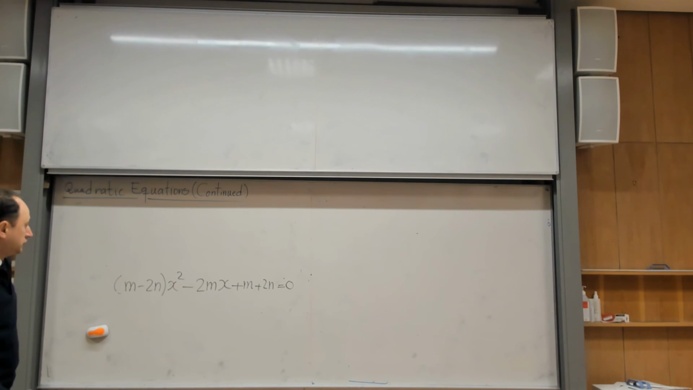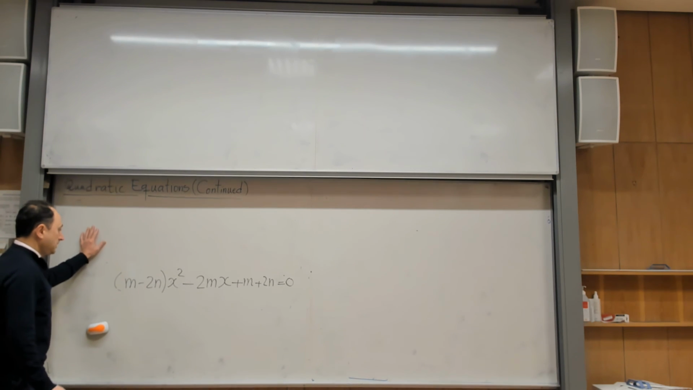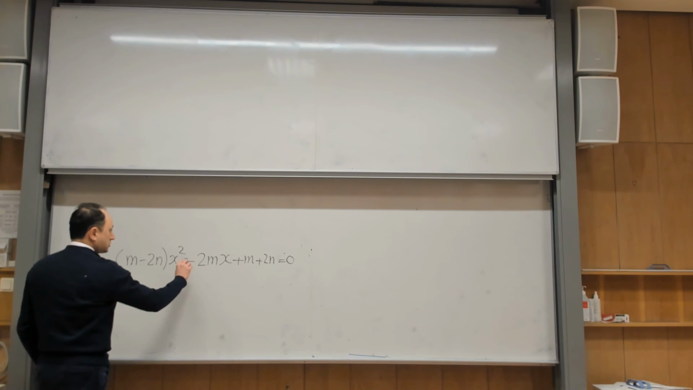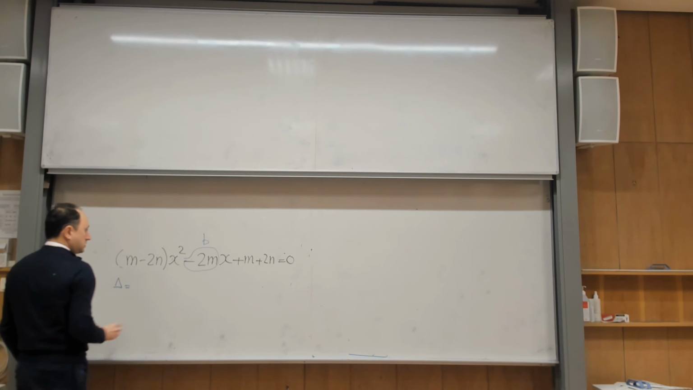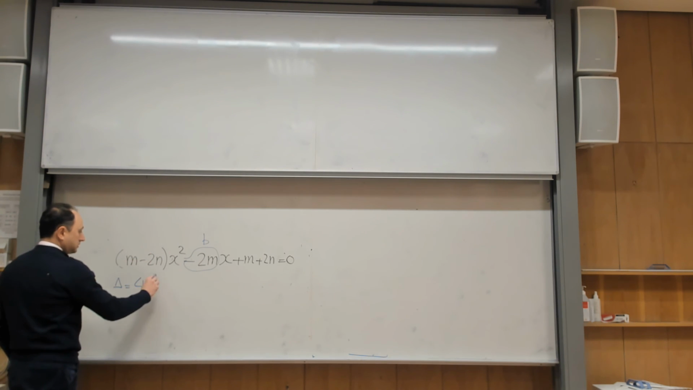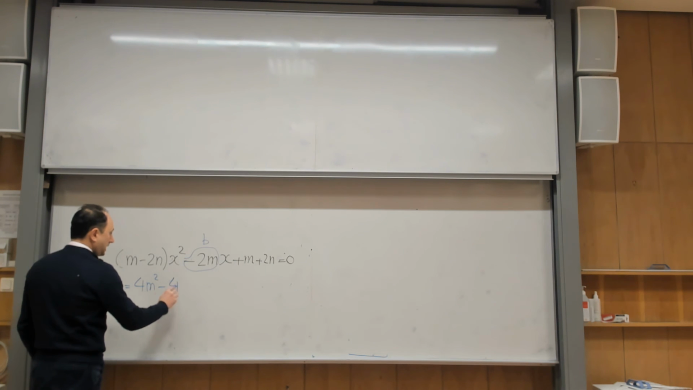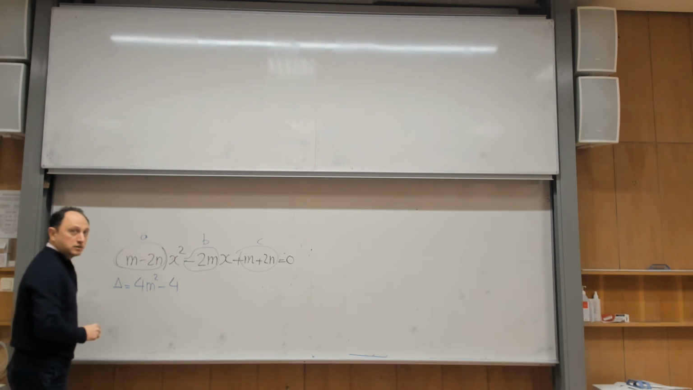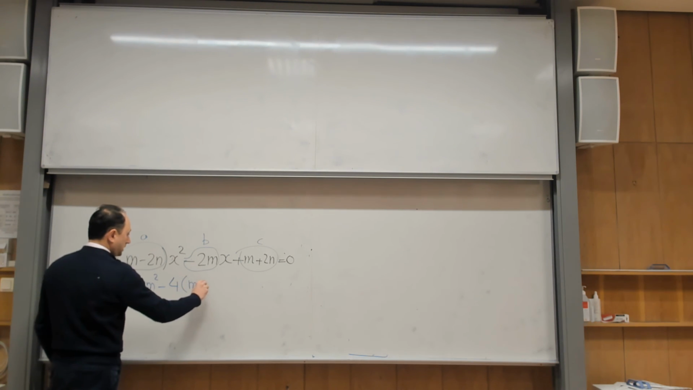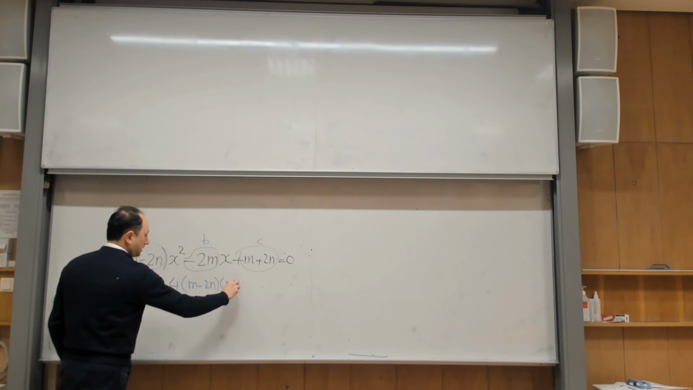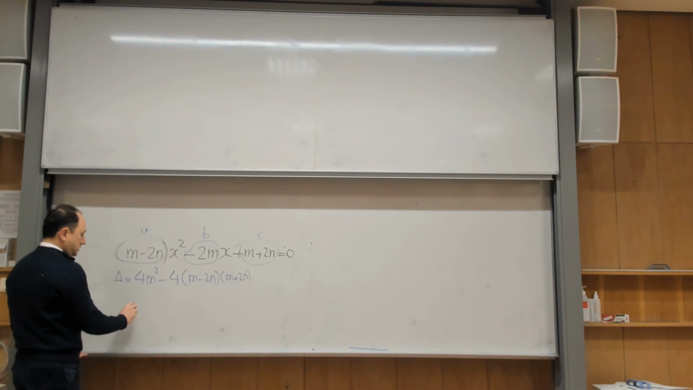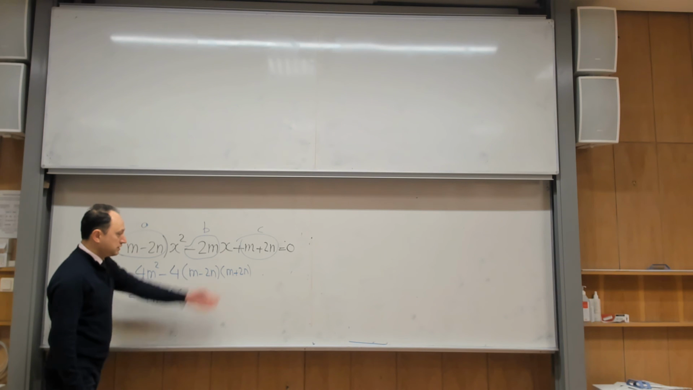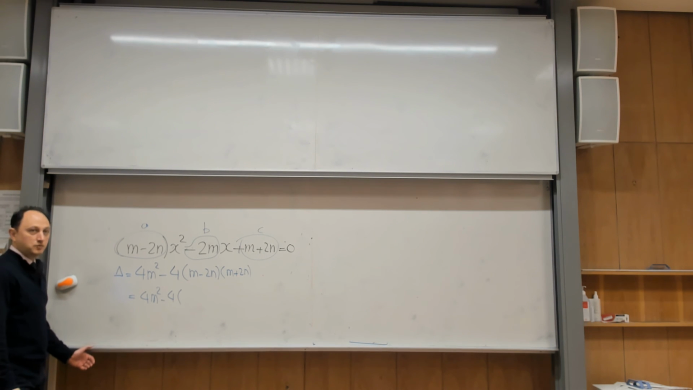So let me solve the problem for you, because we don't have that much time left. So here I calculate delta. Delta is b squared, so this is playing the role of b. So b squared becomes 4m squared, minus 4 times a, this is your a, and this is your c. Yes? So this becomes 4 times m minus 2n times m plus 2n. Yes? And then, of course, this is 4m squared. What is your suggestion here? Of course, I can multiply, but you can do better. Yes? What is that pattern?